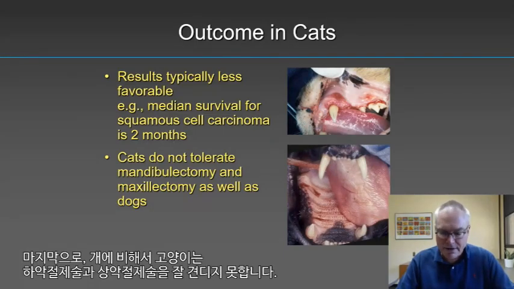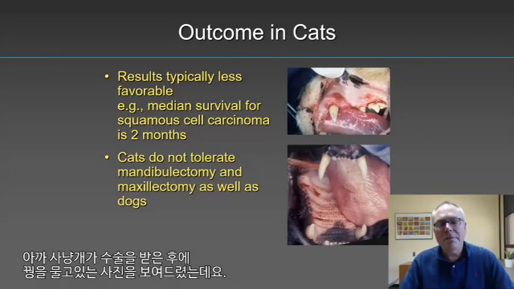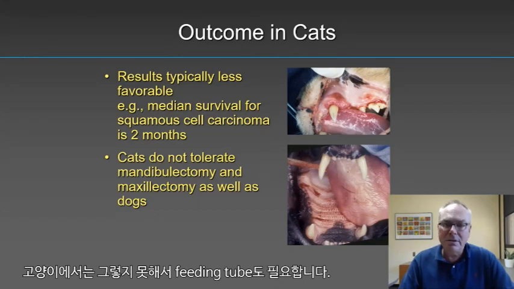And then the last factor is that cats simply do not tolerate mandibulectomy and maxillectomy as well as dogs. Remember the slide of the hunting dog carrying a pheasant 2 weeks after a mandibulectomy. Well, that would not happen in cats. Cats typically need nutritional support. They need a feeding tube. They don't eat well following these procedures.